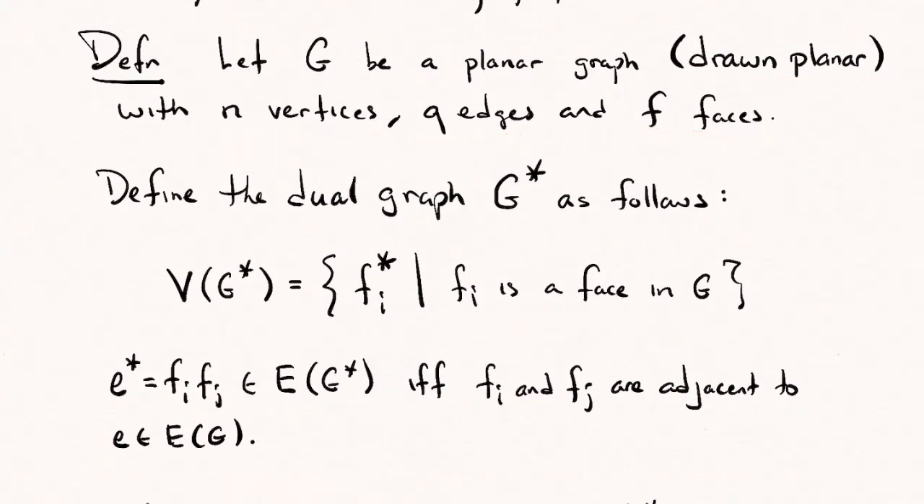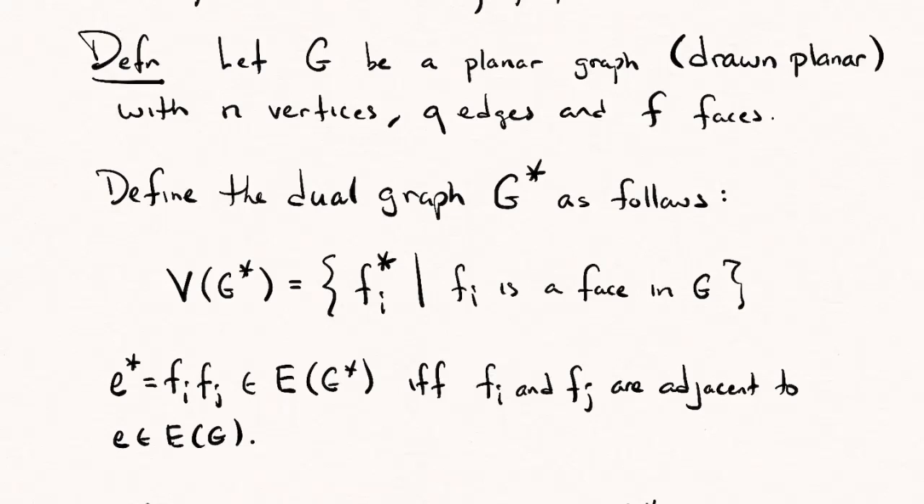Okay, and then I want to define the dual graph the following way. The dual graph's vertex set will consist of things that I'll call Fi star. Everywhere I'm talking about dual, I'll always put a star on it. And what is Fi star? Well, it's just a thing. It's an element of this set, and there's one of them for every face in G. So if you enumerate the faces in G, F1 to F sub f, then Fi star is a dual vertex. So each face in G corresponds to a vertex in the dual.